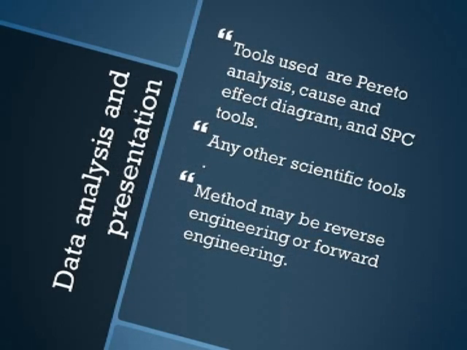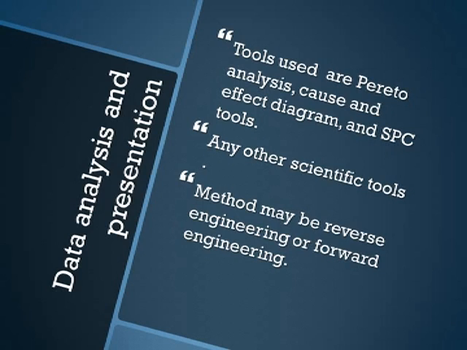Finally, coming to the data analysis part, what are the tools? We have to use different tools for data analysis in operations management research. More or less we observe that in operations research we use Pareto analysis, cause and effect diagrams, and some of the SPC tools like X bar chart, R chart, C chart, U chart, N chart, P chart. These are the statistical process control tools one can use.